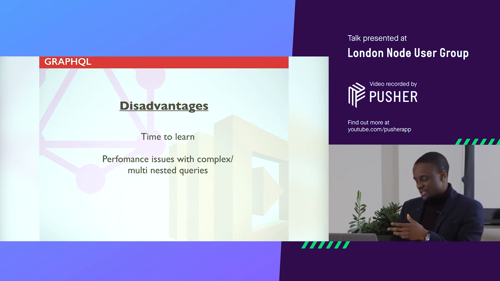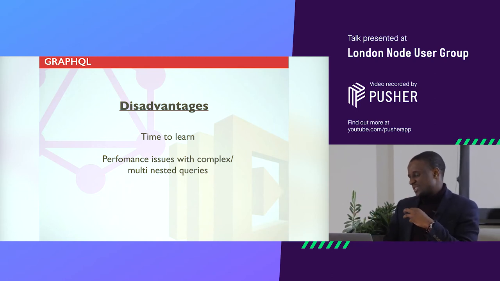And obviously there are disadvantages, like the time to learn. This is a different paradigm to REST, so you need time to learn it. And there are performance issues when you have complex, multi-nested queries. Now they've implemented things like a data loader, because sometimes you can end up making multiple requests, which brings down your performance. That's something for another talk. The N plus one problem is one problem that can exist, which has been solved to a certain degree. So it can have performance issues.